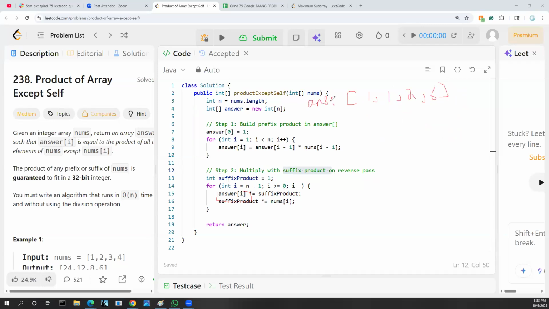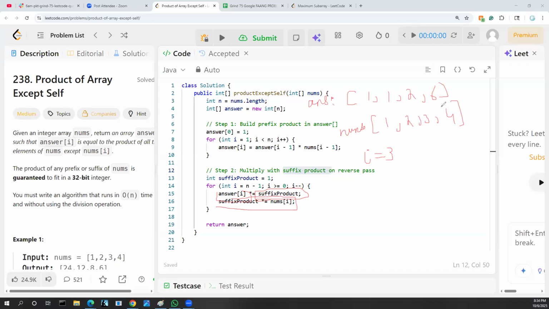This is my answer, right? What is the value of I right here? The value of I at the first iteration is 3. This is my nums array: 1, 2, 3, 4. At the first iteration, I is equal to 3 because we're going in the reverse direction. So when I'm going in reverse, I'm taking the suffix and multiplying it to the nums of I.